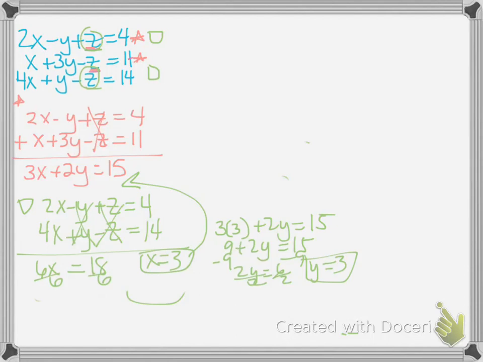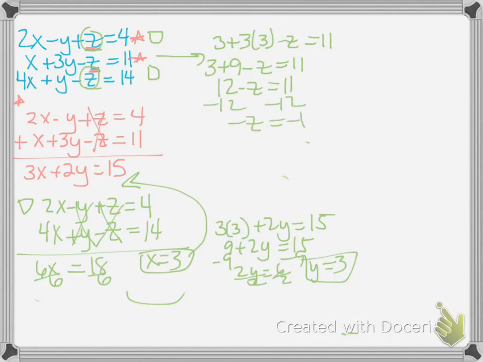Now I need to find z, so I need to plug the two variables I have into my three variable equation. So let's say we pick this middle one here. I got my x plus 3 times my y minus z is equal to 11. So 3 plus 9 minus z is equal to 11. 12 minus z is equal to 11. Subtract 12. Negative z is equal to negative 1. Divide by negative 1. Z is equal to 1.